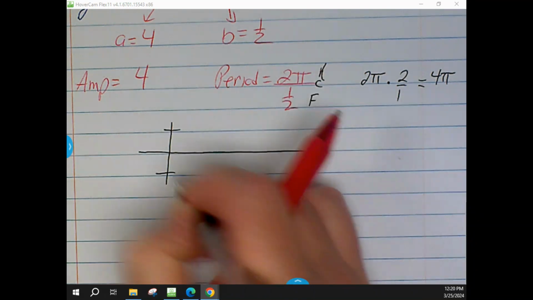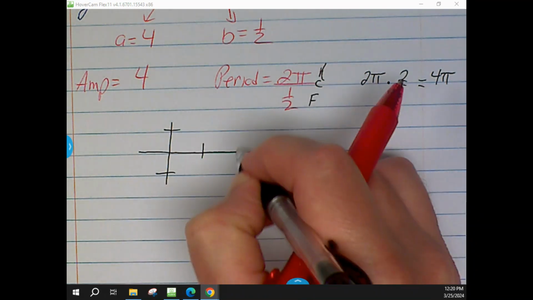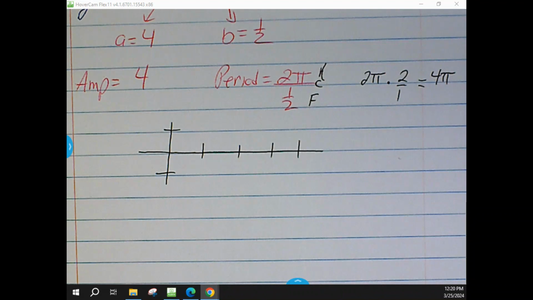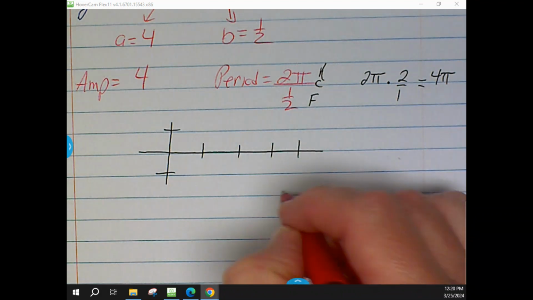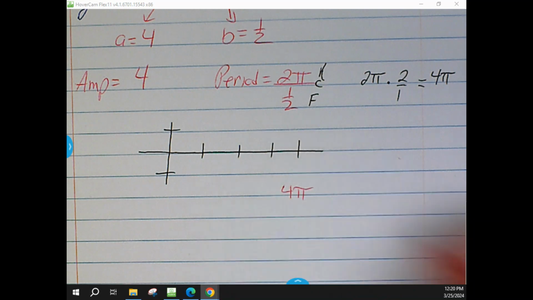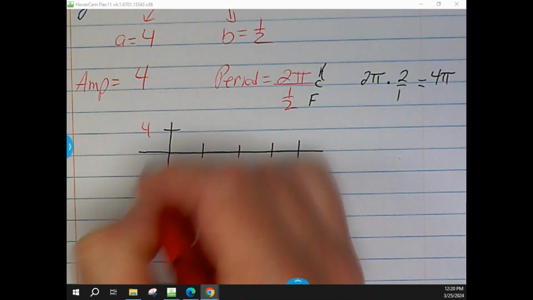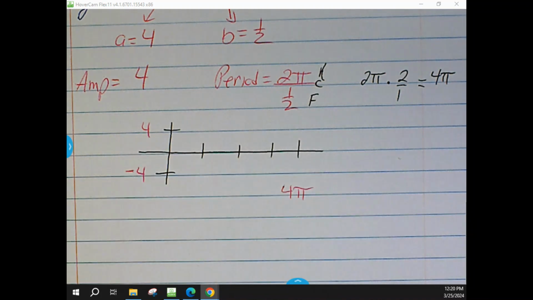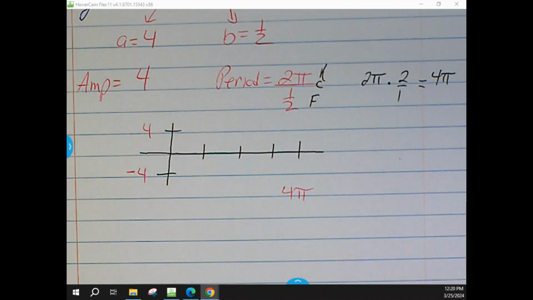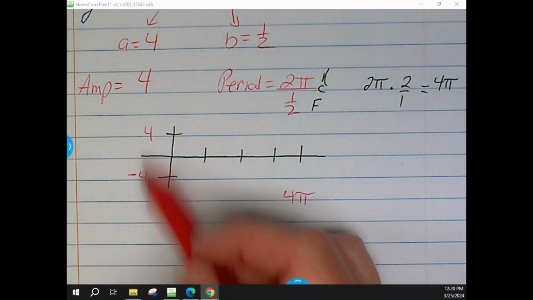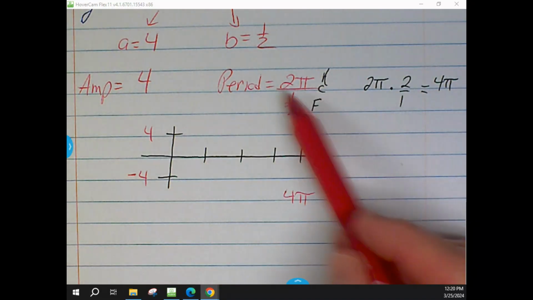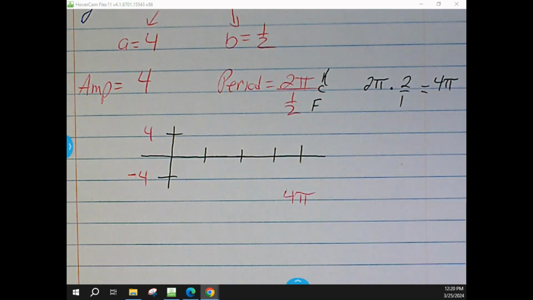All right, still going to look the same kind of way. Still going to have 1, 2, 3, 4 marks on this thing. The period was 4 pi. So that's that last number that will be there. Still going to go from positive 4 to negative 4. So again, the setup on it, everything's the same way. The amplitude's top and bottom of the graph. One's positive, one's negative. Still do 2 pi over b to get this. That's the last number here.